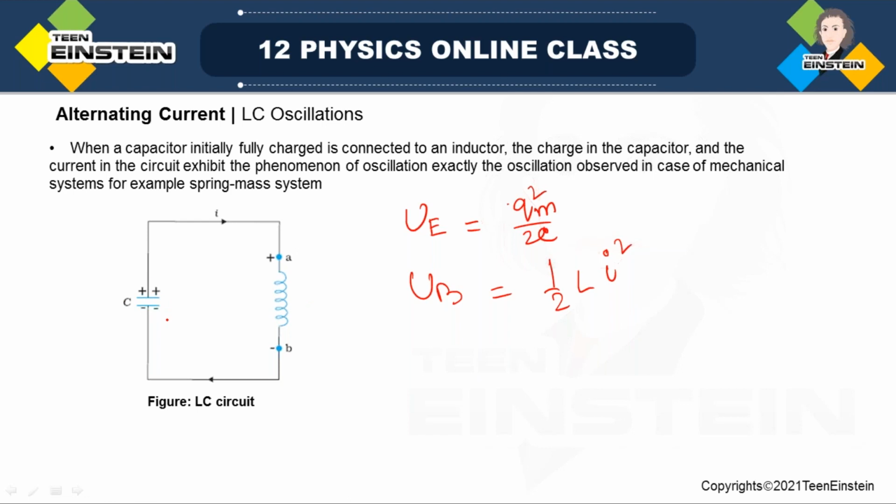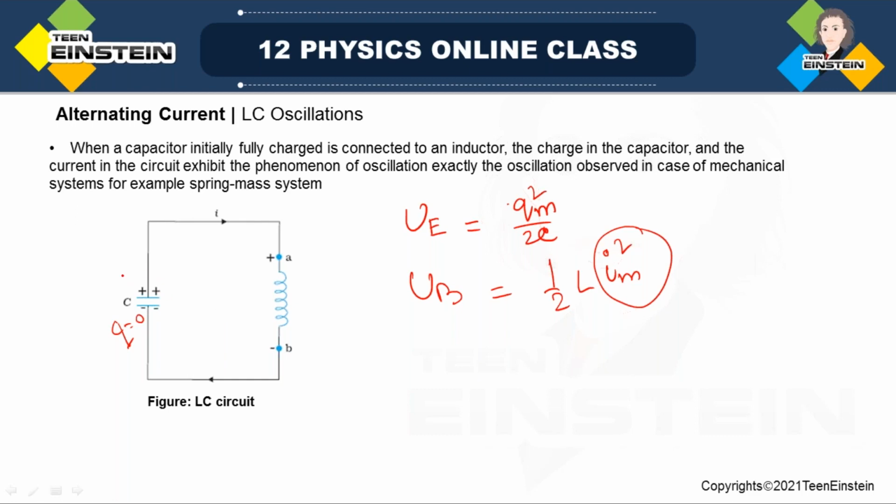When this capacitor is fully discharged, that means charge is zero after a certain time interval, there will be no electrostatic energy stored in this capacitor. The whole energy will be converted to magnetic energy, maximum, sorry, magnetic energy half L I m square, when the current in the circuit is maximum but charge in the capacitor is zero or minimum.